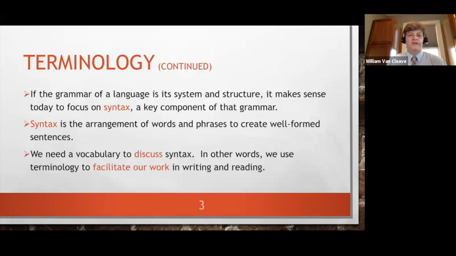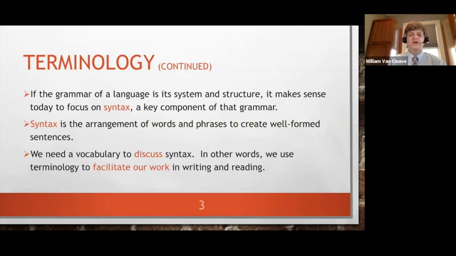So if the grammar of a language is its system and structure, it makes sense today to focus on syntax, which is a key component of that grammar. And syntax is the arrangement of words and phrases to create well-formed sentences. So if you want a short nugget of that, basically it's word order. So syntax is why Yoda, for example, sounds cool. He varies or he shifts his word order, but it's not so off of English syntax that we don't understand him. It's just varied, makes him sound a little sophisticated, makes him sound like he's from another culture.